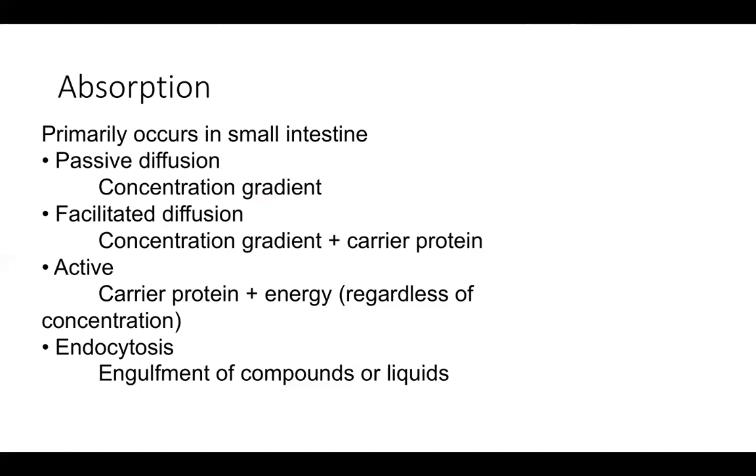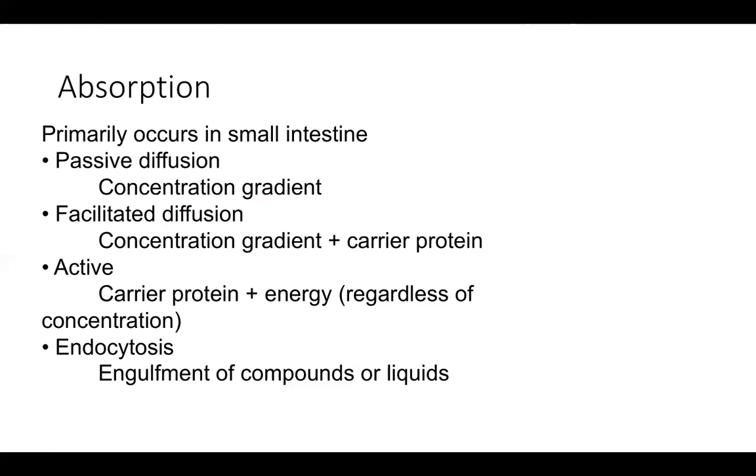Active diffusion requires a carrier protein and energy, which is in the form of ATP. And so it doesn't matter if it's a high or low concentration, you have to have both of those components there. Glucose and amino acids use this type of absorption.